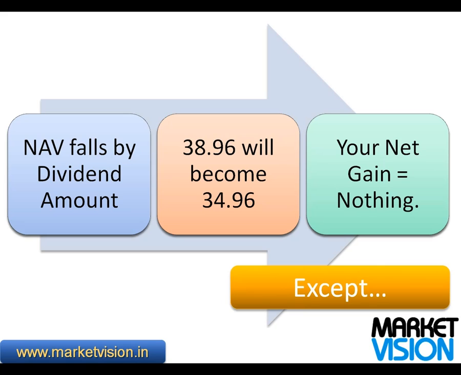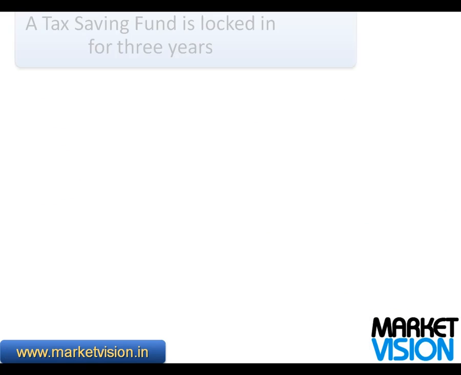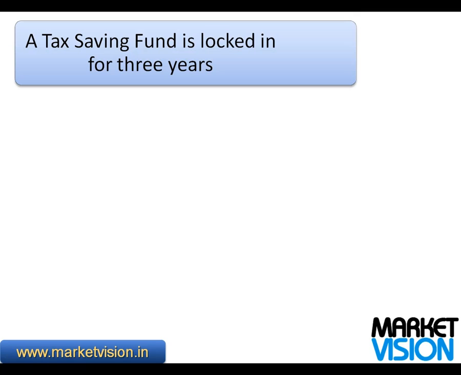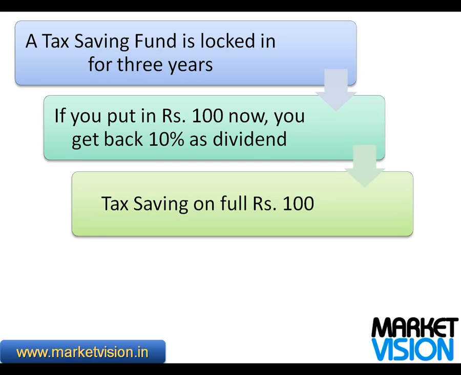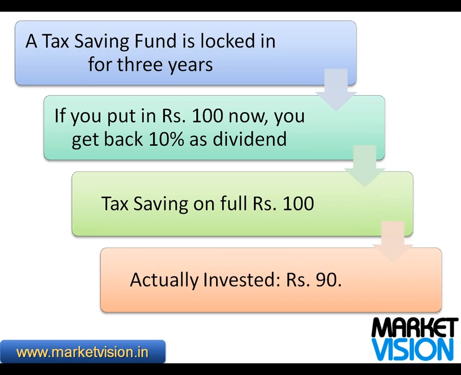But there is always a but, and there's a but again. Tax saving funds are locked in for 3 years. You can't get out before 3 years after you invest. So it means you buy today, you have to wait till 2014 or 3 years later to be able to get out. But if you put in 100 rupees now, we've discovered that you get back 10% as dividend. It's a 10% dividend yield. But you will get your tax saving on the full 100 rupees because the income tax department counts how much you've put in, not how much you've got. It does not subtract what you've got out as dividend. So you get the tax saving on the full 100 rupees, but you actually invest only 90 rupees.